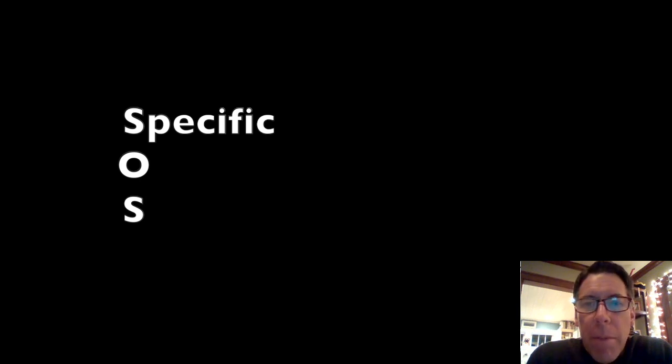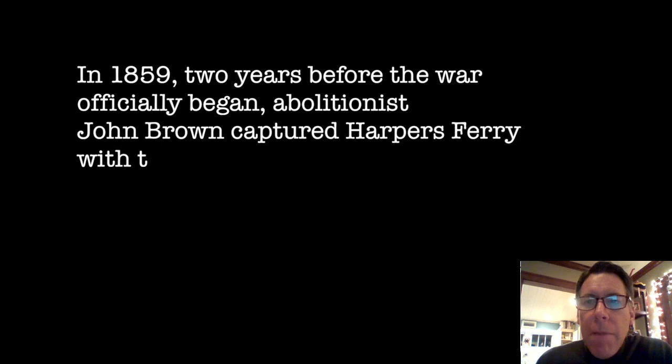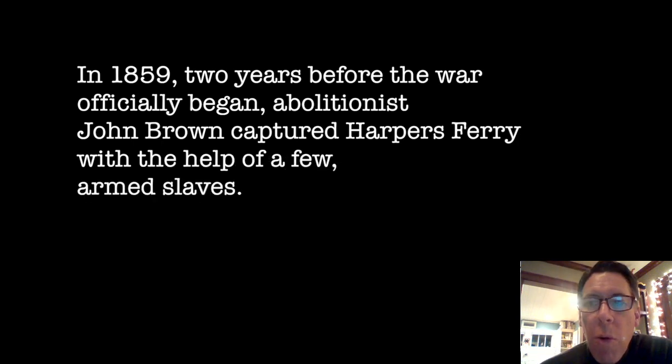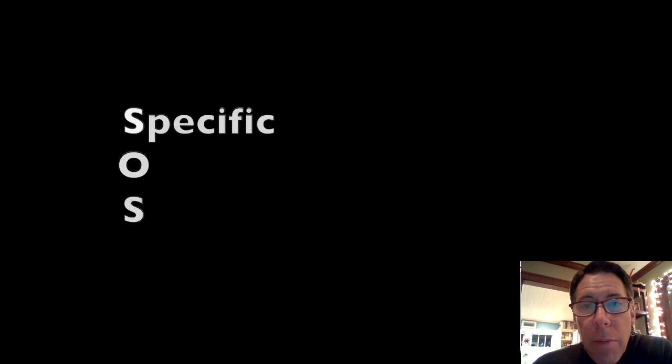And here's an example. In 1859, 2 years before the war officially began, abolitionist John Brown captured Harper's Ferry with the help of a few armed slaves. So if you'll notice, it has specifics. It includes the date, 1859, 2 years before the war, meaning the Civil War officially began, and that John Brown was an abolitionist who captured Harper's Ferry with the help of a few armed slaves.